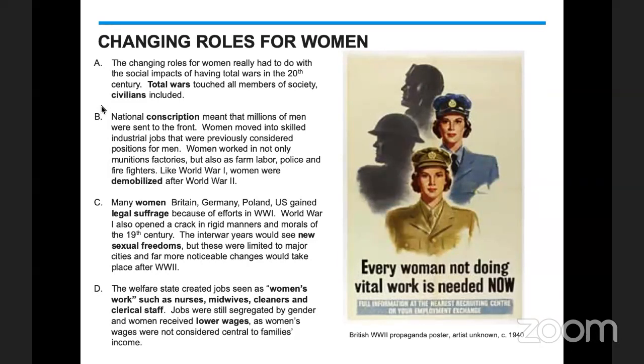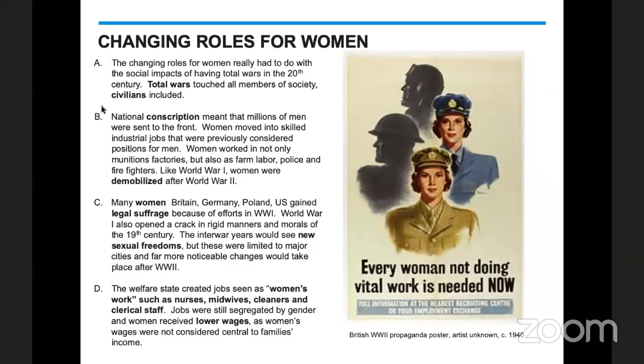And so again, we'll mention that conscription meant that millions of men are going to the front to fight, which is going to leave this vacuum for women. Women are going to move into skilled industrial jobs, and they're going to work not just in munitions factories. You might remember I showed you that picture of a British munitions factory with women manning it, but they're going to do other things like farm labor and police and firefighters. And like World War I that I mentioned, we will see women demobilize after World War II.